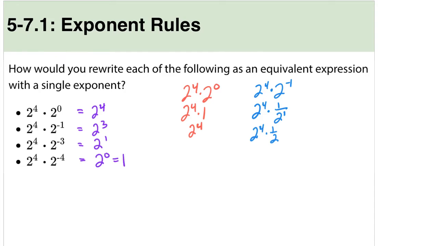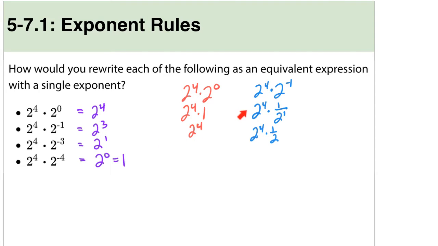Okay, to talk through these a little bit, the first one, 2 to the 4th times 2 to the 0 power. Well, anything to the 0 power is 1, so it's the same as 2 to the 4th times 1, which is just 2 to the 4th. The next one, 2 to the 4th times 2 to the negative 1 power. This is the first time we're seeing that negative exponent, and if you simply add your exponents together, 4 plus negative 1 is 3, so it's the same as 2 to the 3rd.